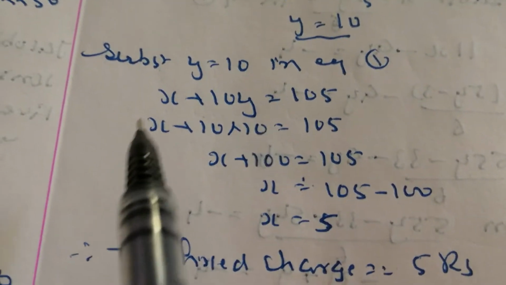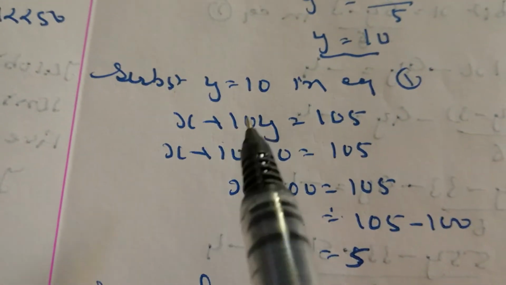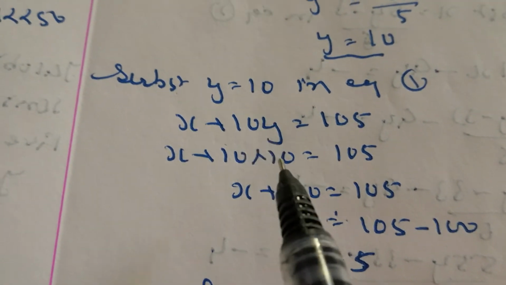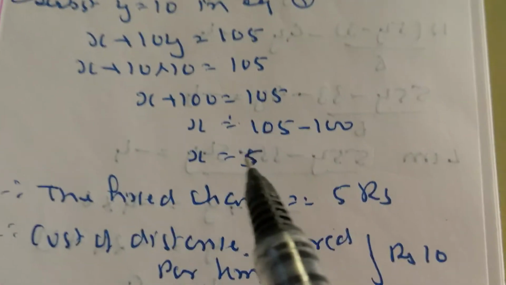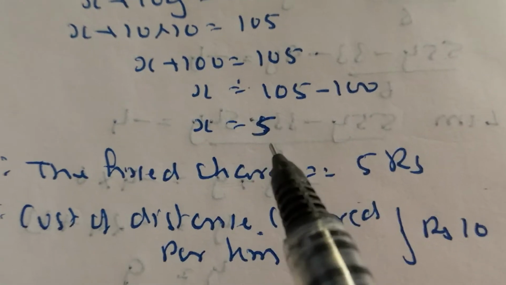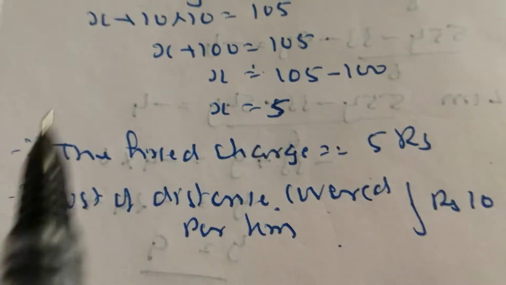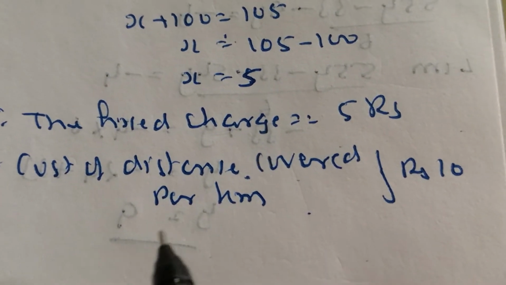Now substituting y is equal to 10 in equation 1. So x plus 10y is equal to 105. So x plus 10 into 10, the value of y, 10 into 10 is equal to 100. So x plus 100 is equal to 105. X is equal to 105 minus 100. So x is equal to 5. So we have got the value of fixed charge is equal to 5 rupees, and the charge for distance covered per kilometer is rupees 10.